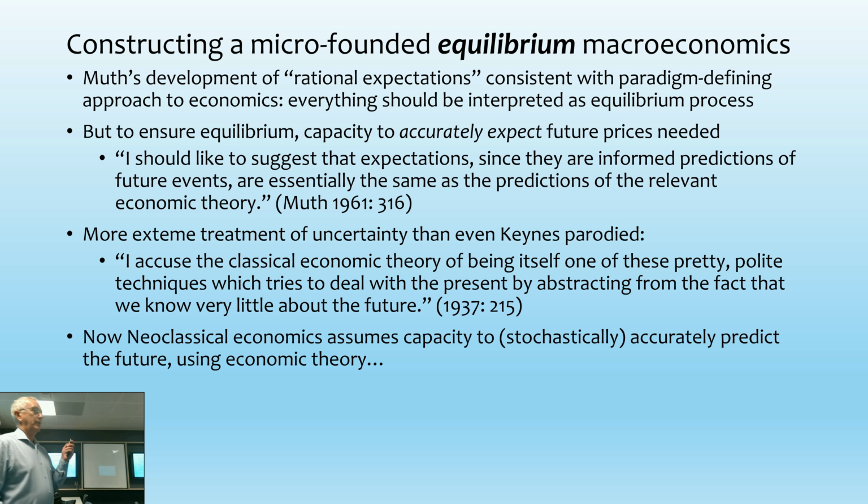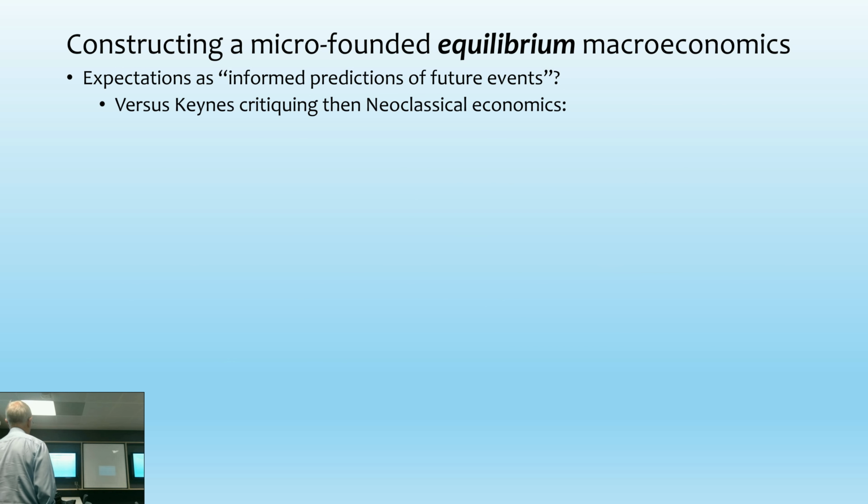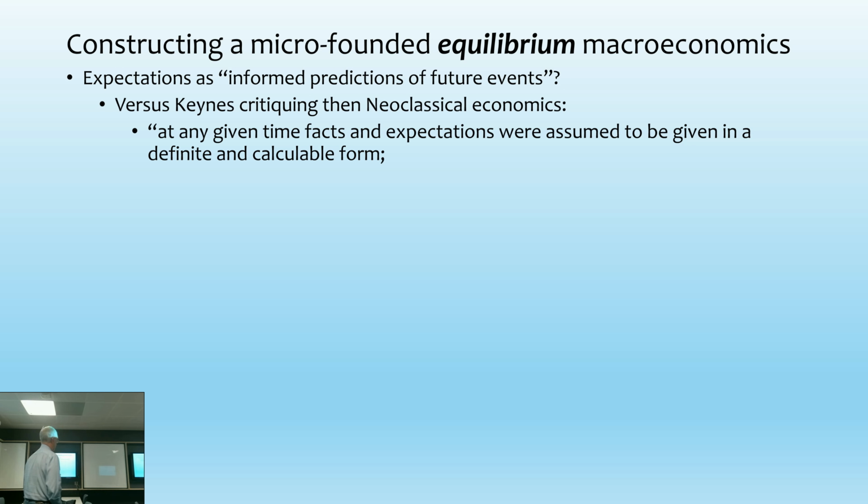But what you got with Muth is saying, well, we now presume we can predict the future. Not that we ignore that we don't know anything about it and build our models that way. We now assume we can predict the future using economic theory. So, you look at Keynes when he's saying what was done by the neoclassicals of his day, and this is pretty much what you see in Hicks, Hicks's own interpretation. Expectations were given.